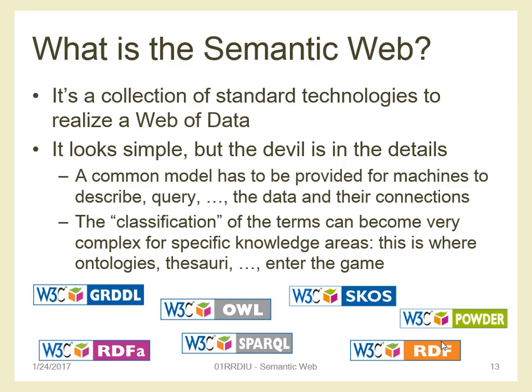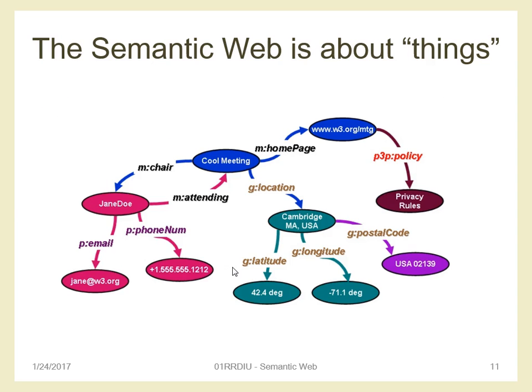So what is the semantic web? It's a collection of technologies to realize a web of data. So all the technologies you need to implement the vision that the semantic web is. It looks very simple, but there are lots of problems in that. Here are some of the technologies that are involved, with the official logo of W3C. The first step is that all the applications should have a common model, because otherwise they are not going to exchange data.